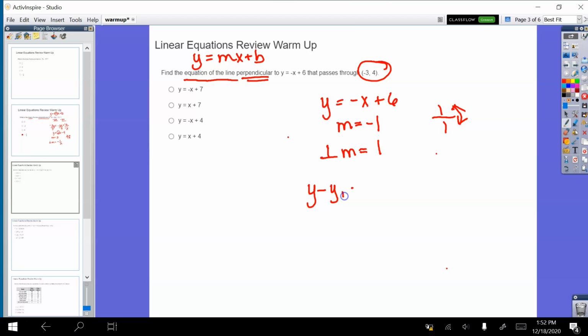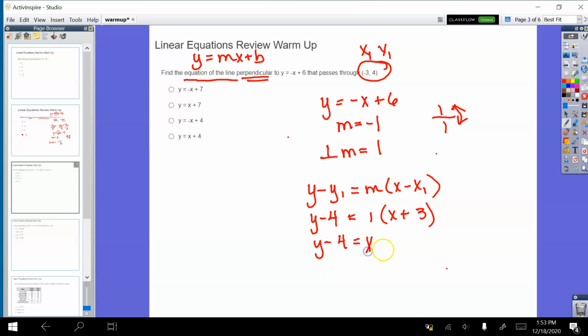y minus y1 is equal to m times x minus x1. So we're going to say y minus 4, because remember this is our x1, y1. y minus 4 is equal to 1 times x plus 3, and it's plus 3 because we're subtracting a negative. We distribute. y minus 4 is equal to 1x, let's just write that as an x, plus 3. And then we just add 4 to both sides to get y by itself, and y is equal to x plus 7. So there's our answer.